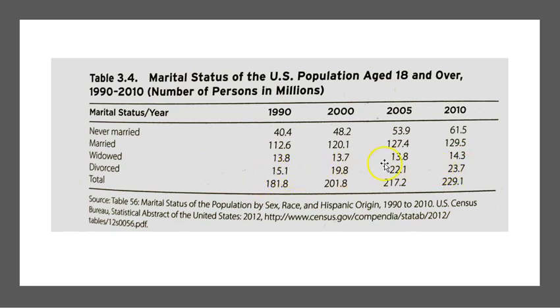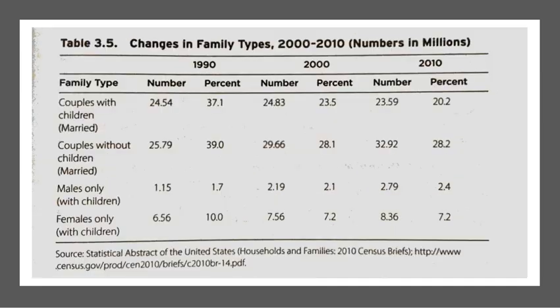So when we look at where most of the growth is, it's in the never married category, followed by the married category, followed by divorced, and finally widowed. Now these aren't percentages, so we can't make perfect comparisons across these just looking at the raw numbers, but we can kind of get a sense of where most of the growth is.